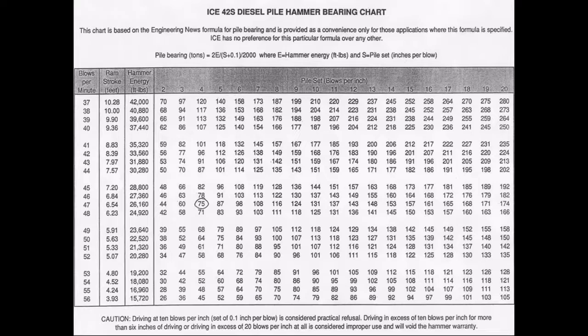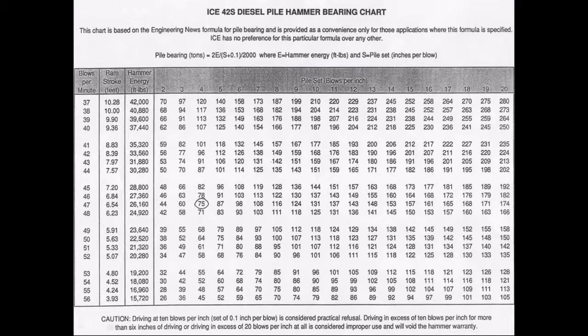So there are some charts out there. Here's an example of a pile bearing chart, which is specific to the ICE 42S diesel hammer. You can see this is based on the Engineering News formula. Right here's the formula, which is based on the hammer energy as well as the pile set, or how many blows per inch the pile is being installed to.